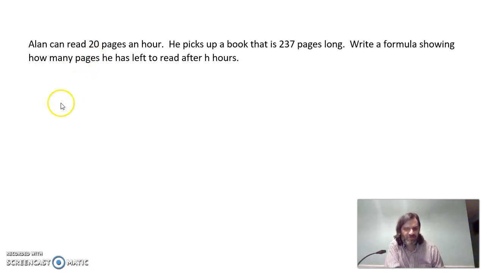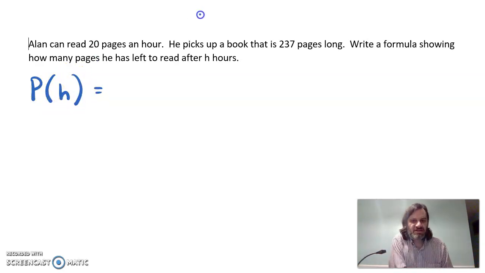So let's see. We're going to write ourselves a function, and since we're talking about calculating pages, maybe we will make it called P, for pages, P of H. Okay, so then we need to fill things in and remember we're using the mx plus b scenario here. But what do we have? We have a rate of 20 pages per hour and we have an initial value of 237 pages.